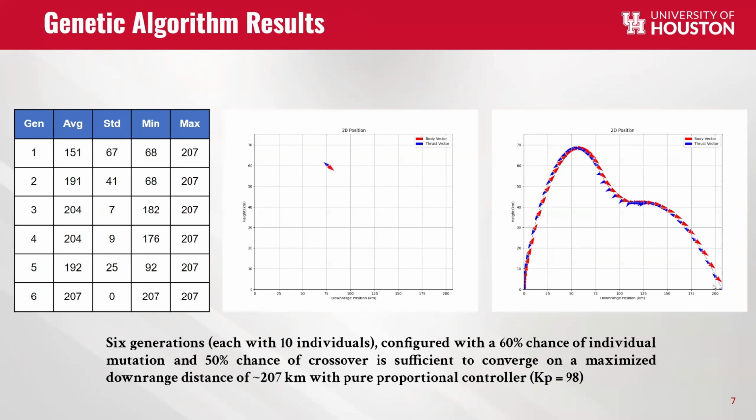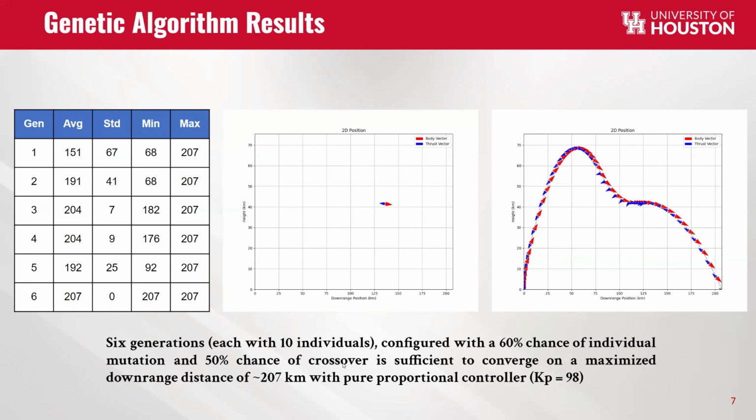So what actually happened here was we had 6 generations that each had 10 individuals associated with them. And this algorithm was configured with a pretty healthy chance of individual mutation, so we could fully explore the search space and flesh out all the different combinations of the proportional integral derivative gains, but also still converge in a reasonable amount of time. And 6 generations is pretty good for a total of 60 participants.